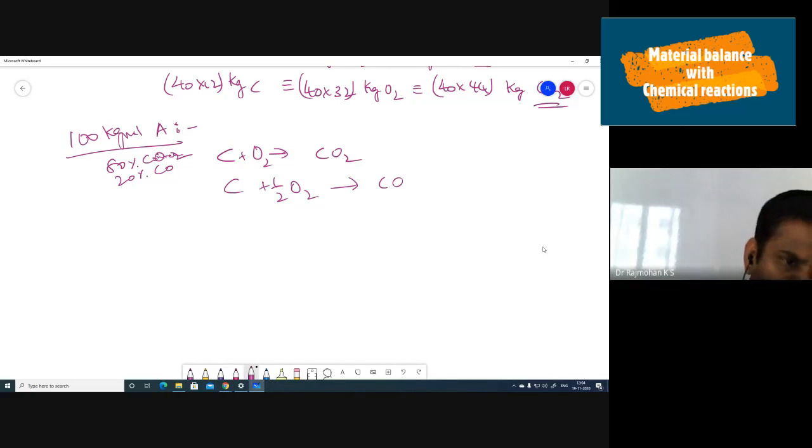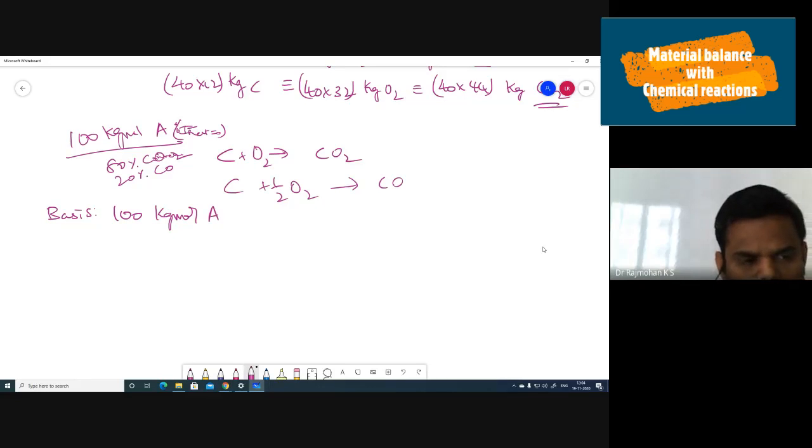So we have 100 kg mole of A. Let us say it is pure. There is no inert, inert is 0. So we can take a basis of 100 kg mole of A, and what does it mean? It means it has 100 kg mole of A, nothing to do.